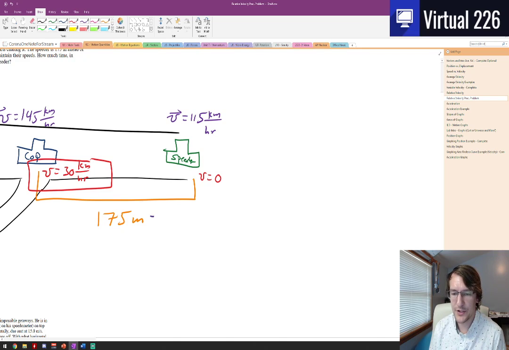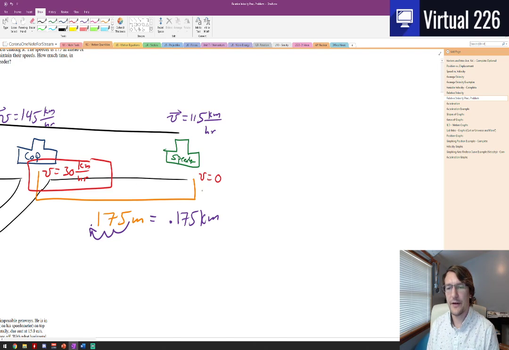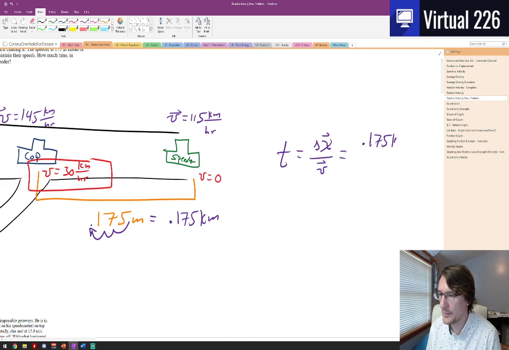So if they're moving 30 kilometers per hour faster and they need to cover 175 meters, let's convert this to kilometers real quick. This is 0.175 kilometers. There are 1,000 meters in a kilometer, so 1, 2, 3 for the 3 zeros. So if I need to close this down in some amount of time, time is equal to displacement divided by velocity. That's just rearranging the velocity equation. The distance they're traveling is 0.175 kilometers, and the relative velocity is 30 kilometers per hour.